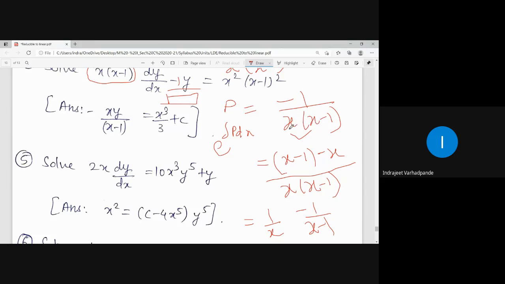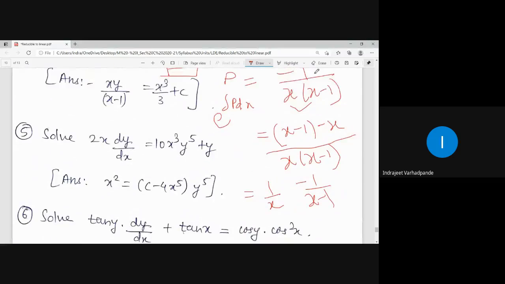Whenever the factors are in product form, we can break them with the help of partial fraction: a upon the first factor plus b upon the second factor, and then simplify and get the values. But as this problem is very simple, you can go with this adjustment. Going ahead with the product, it will be very difficult to calculate the integration. We have to break them into addition or subtraction, then only we can integrate individually.